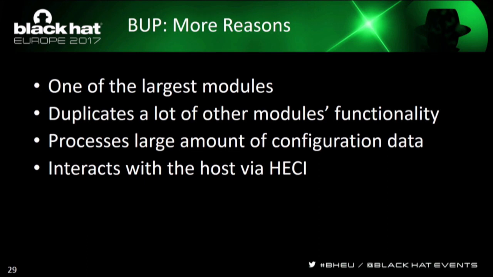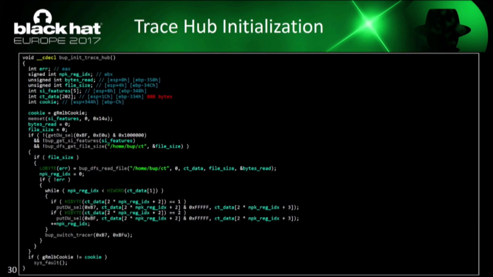We also looked forward to success because of the following. BUP is one of the largest modules in Intel ME firmware. Also, it duplicates a lot of other modules' functionality, and it parses a large amount of initial configuration data. And our expectations have been realized. We have found the following function, which we called BUP init trace half, having a vulnerability.